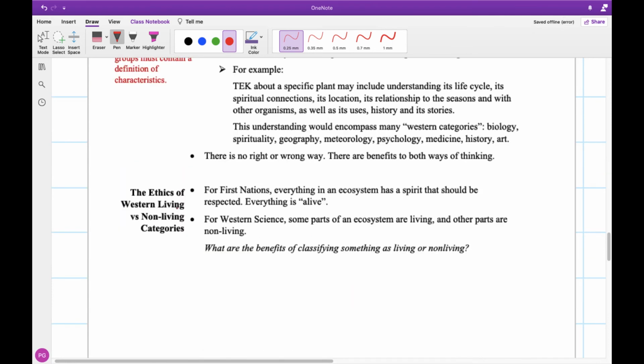And in particular, this different understanding about how plants and life and different areas of knowledge interact with one another comes to a head when we look at the ethics of living versus non-living things. For First Nations, everything in an ecosystem has a spirit, and everything is alive. For Western science, as we saw, some parts are living and some parts are non-living. And oftentimes, when we classify something as living, we tend to give it more respect, or more rights, or more protection. And non-living, we tend not to give that sort of respect, rights, and protection, because we don't consider it to be a living thing.